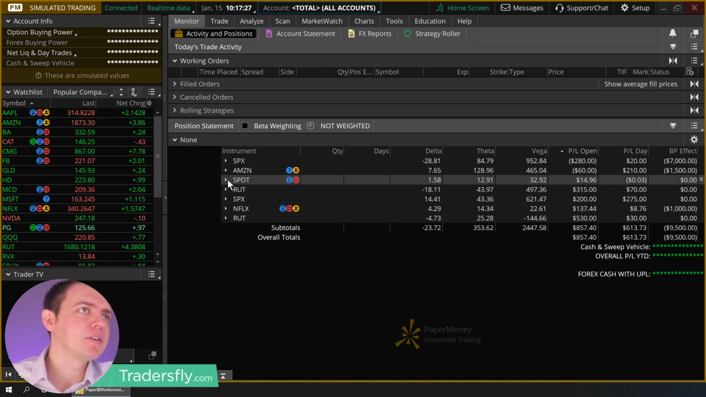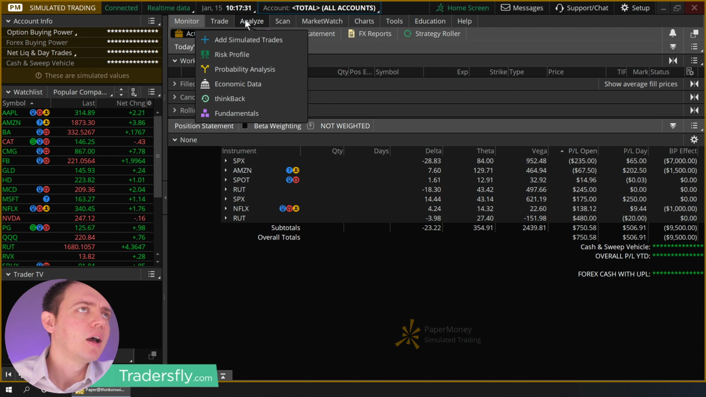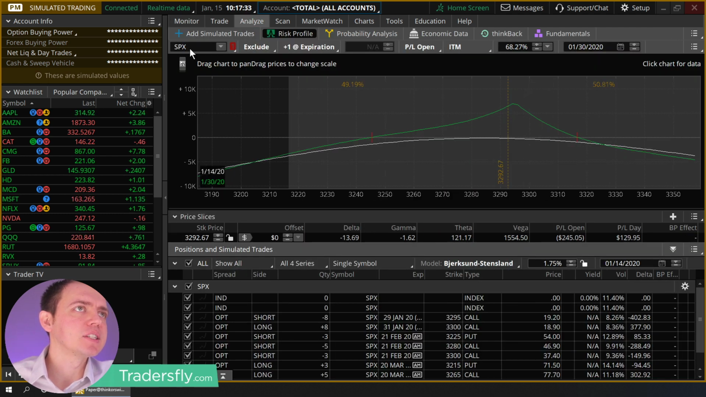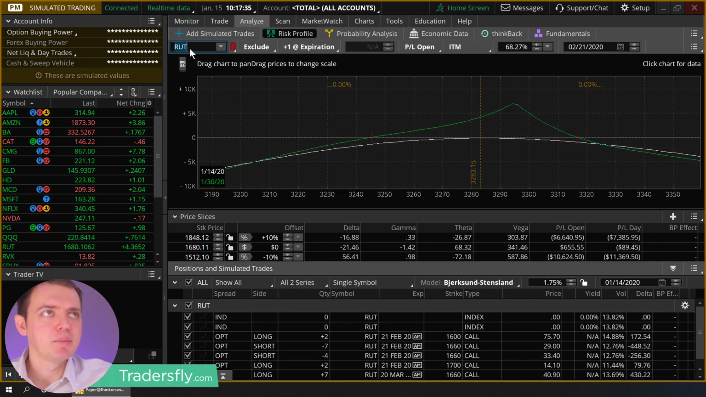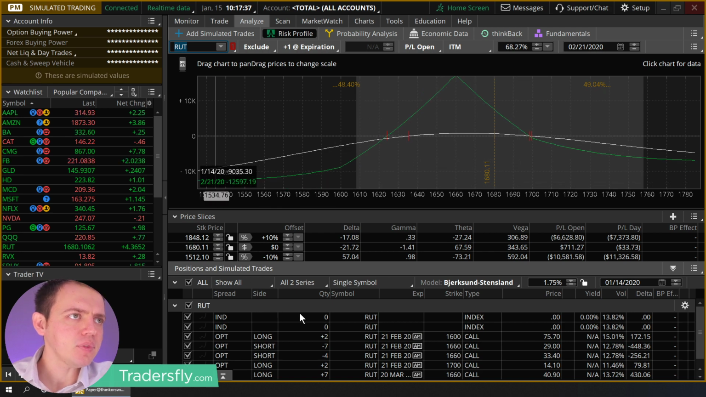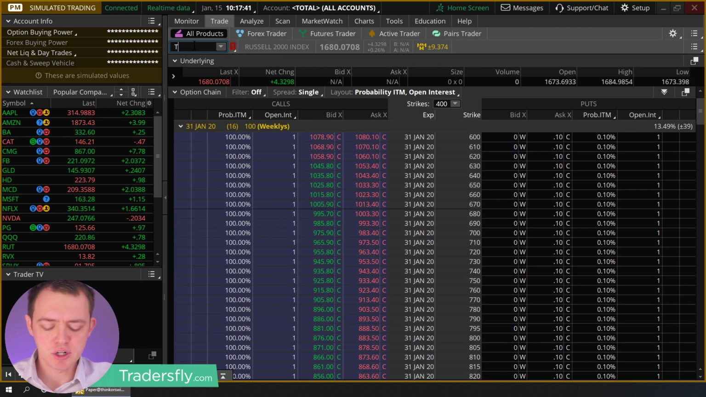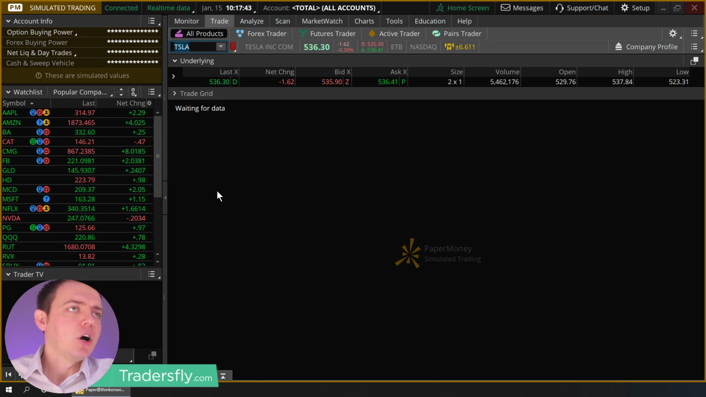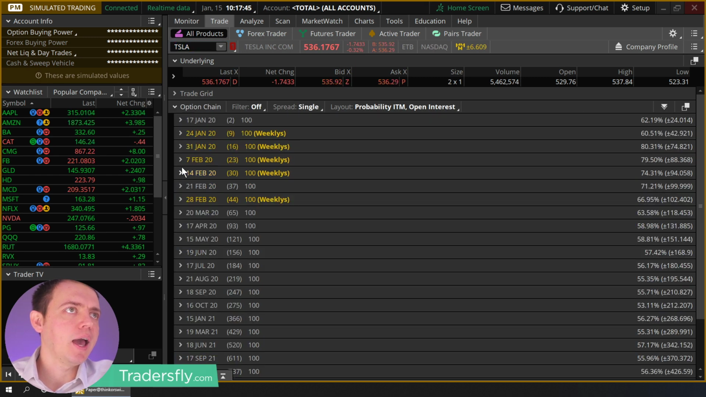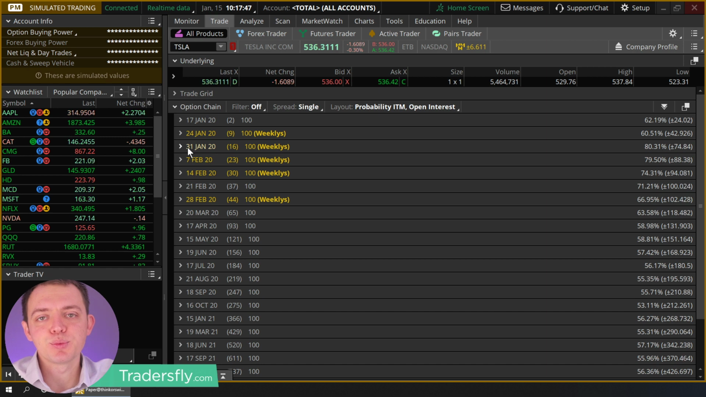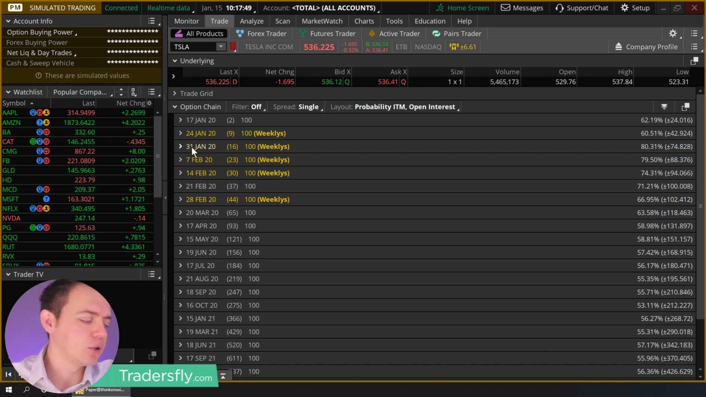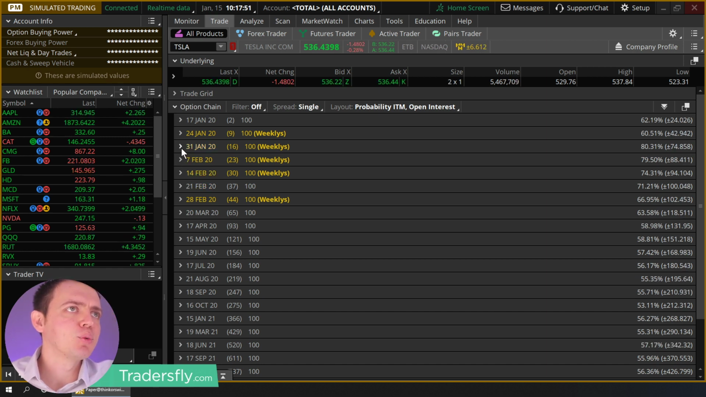I don't think I have any credit spreads on right at this moment, with the exception of maybe the Russell here, but that's more like a butterfly. But ultimately, let's say we start a position on Tesla, and it doesn't matter whether it's weekly or monthly. He was asking about weekly, so we'll go into the weekly.